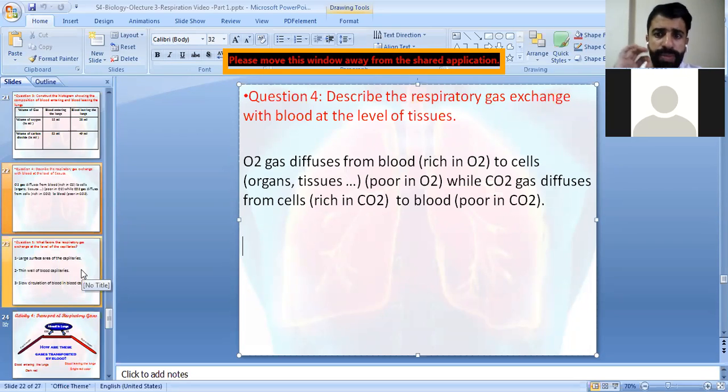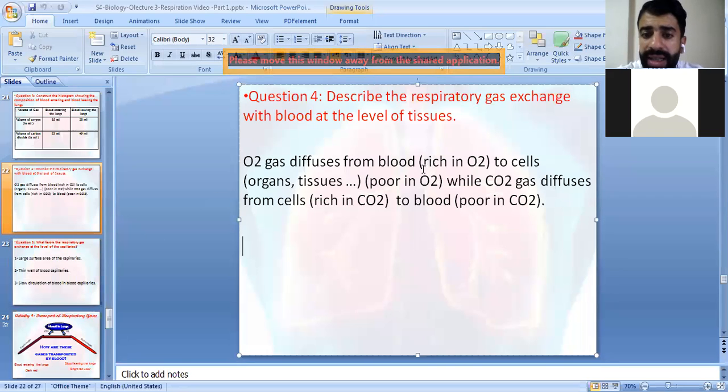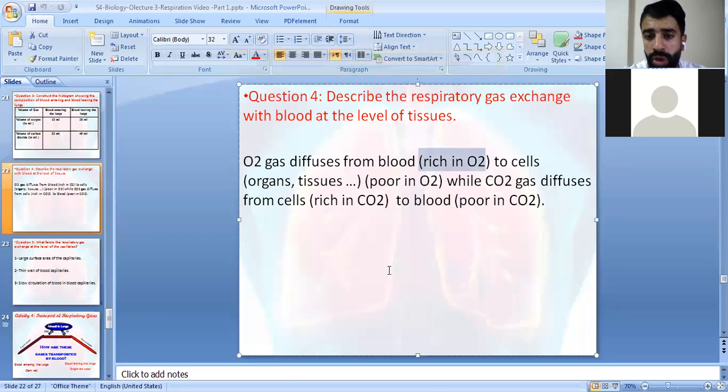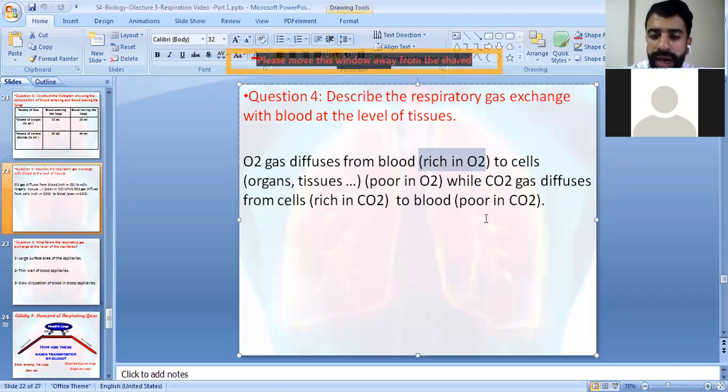So you have to pay attention to this whenever we are talking about the level of the tissues. So oxygen gas diffuses from the blood, rich in O2, to the cells, organs, or tissues which are poor in O2, while CO2 diffuses from the cells, organs, or tissues that are rich in CO2 to the blood, poor in CO2.